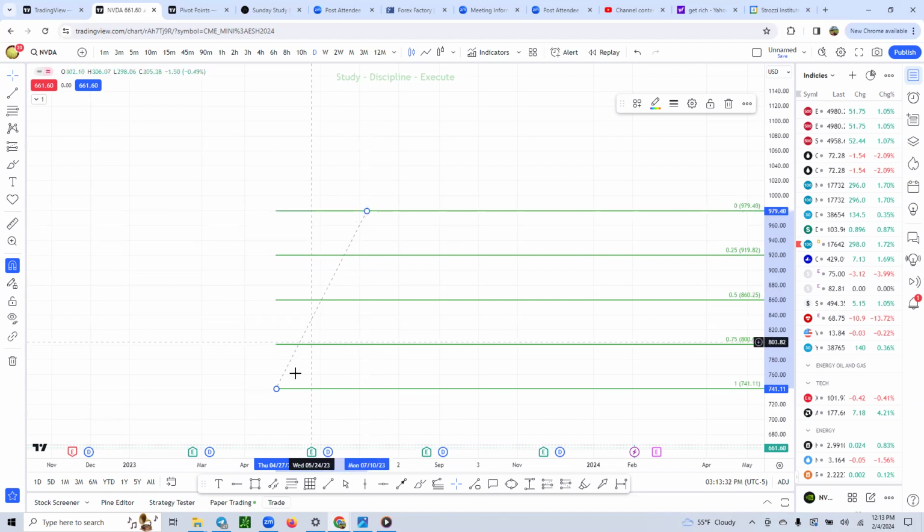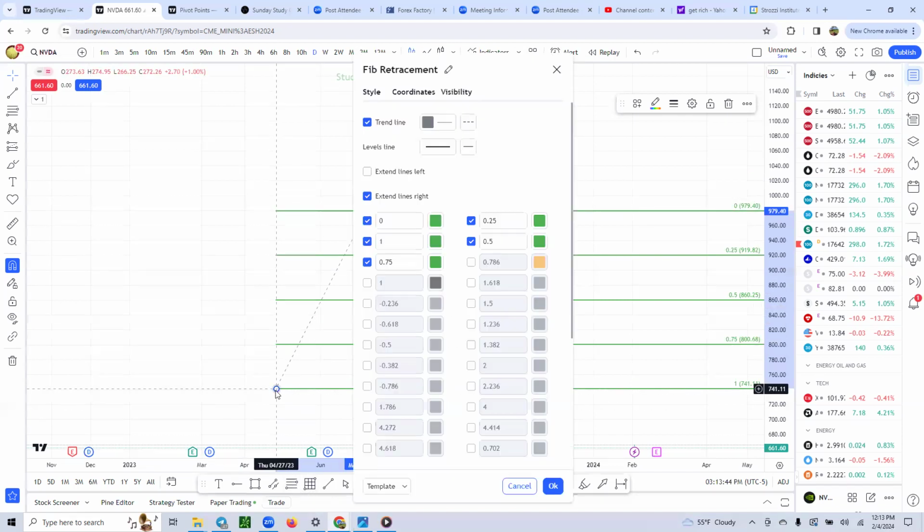So sometimes I just use this, because I don't want to see the other levels on the other Fibonacci. So it just depends on what I'm doing that will determine which one I want to use. And so those are the settings for that there.